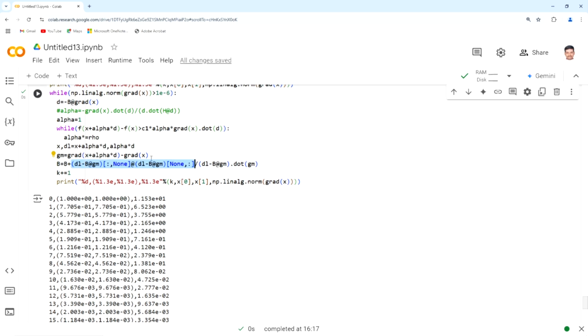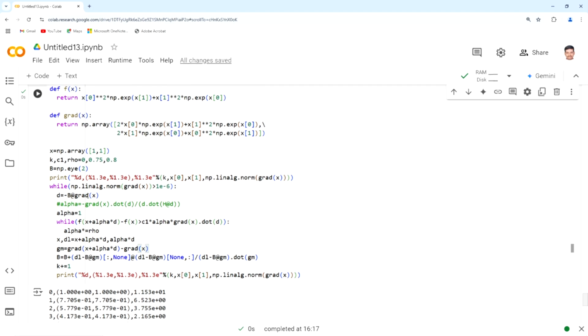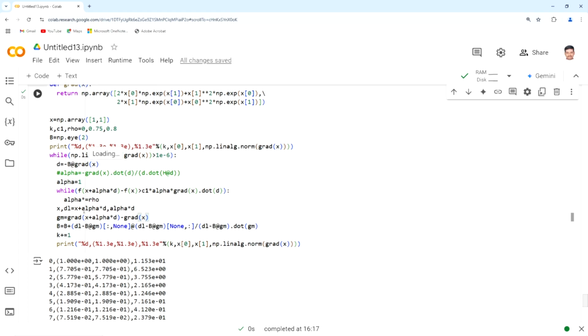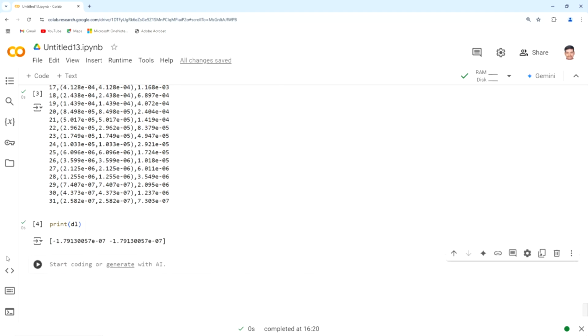Note that dl and gm are one dimensional arrays. Grad of x is a one dimensional array, so B into grad of x will be a one dimensional array, and alpha into D will also be a one dimensional array. I can print those values to give you an idea of what is happening. This is for the last 31st iteration, what was the delta? It was this, and you can see that it is actually a one dimensional array.